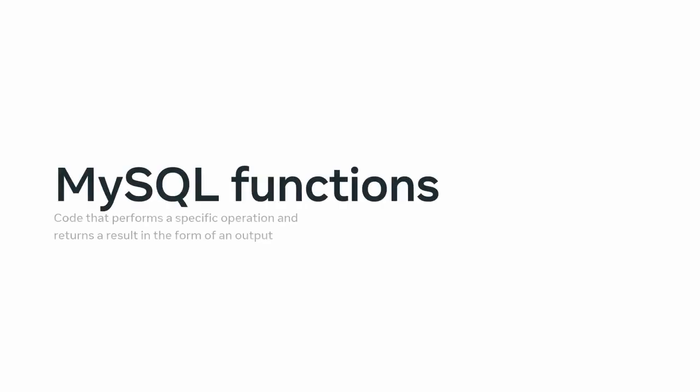So, let's quickly recap the basics of MySQL functions. As you probably already know, a MySQL function is a piece of code that performs a specific operation and returns a result. In other words, it's a task that combines a set of instructions and produces results in the form of an output. MySQL functions provide a lot of advantages for database engineers.